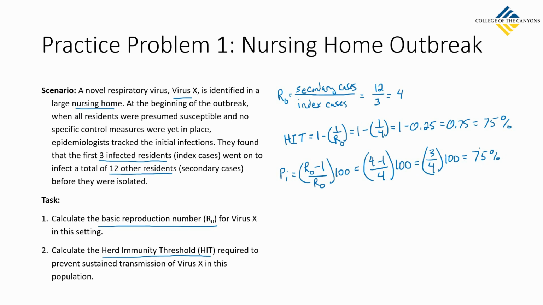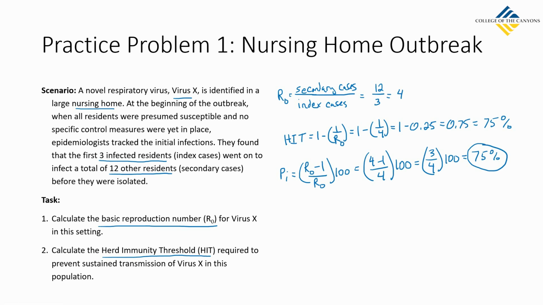And that is that with these data, we would calculate that we would need to achieve a 75% immunity rate in the population or in the nursing home to prevent the spread, right? So if we had a vaccine available, we would need to vaccinate roughly 3/4 of the population to achieve that herd immunity threshold, and that would prevent further spread of the virus.